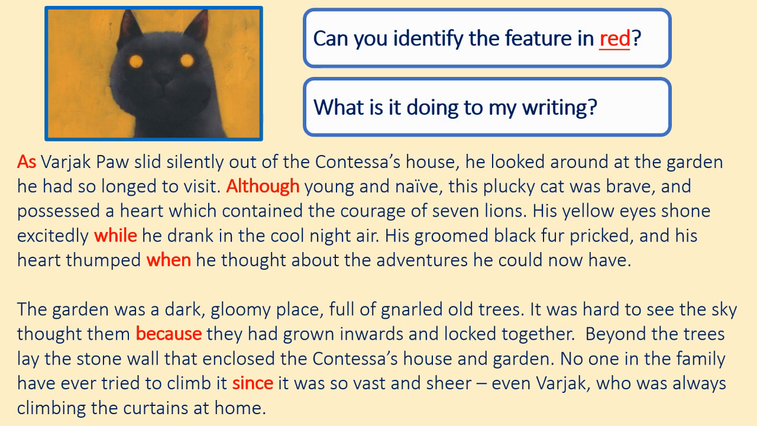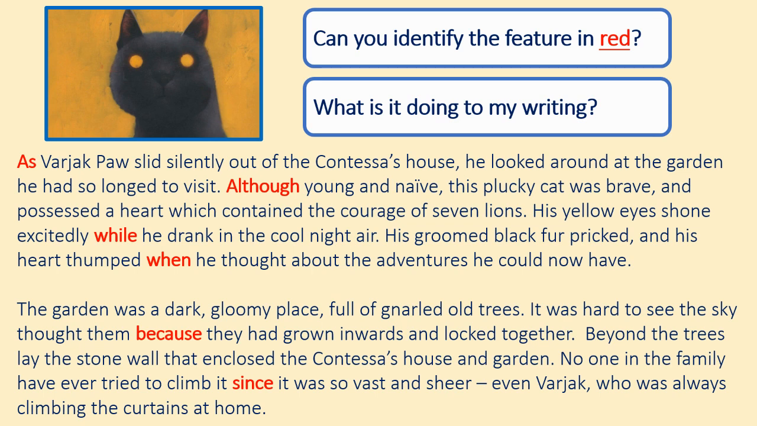Okay, so this is the beginning of my story, my narrative, and just like at the beginning of most narratives, I've introduced and described the character, and I've introduced and described the setting, but I've also done something else. And I've also used a feature, and I've identified this feature in red. And I want you to have a think about what this feature is and what it is doing to my writing. I want you to read through and then press play and continue once you have tried to identify the feature in red. Do that now. Press pause.